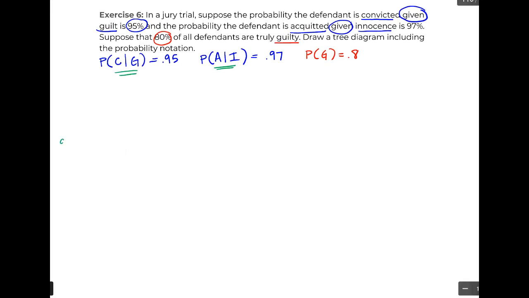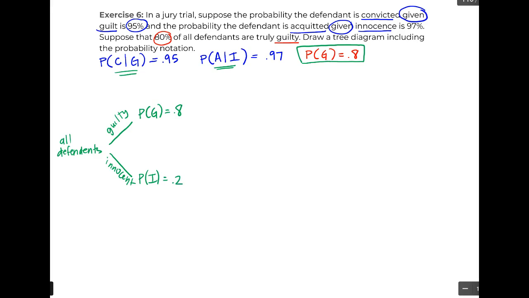So we're going to start with all our defendants. And there's two ways that this could get split. It could get split based on what the decision is, conviction or acquittal, or whether they're originally guilty or innocent. And remember, the thing by itself is going to tell us how our first split should go, because it starts with the probabilities. So we have two possibilities for our defendants. They're either guilty or they're innocent. And the probability that they are guilty, well, that's 80%. And the probability that they're innocent, since those are complements, has got to be 20%.